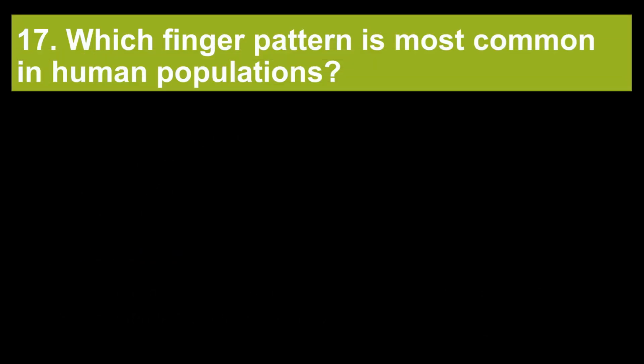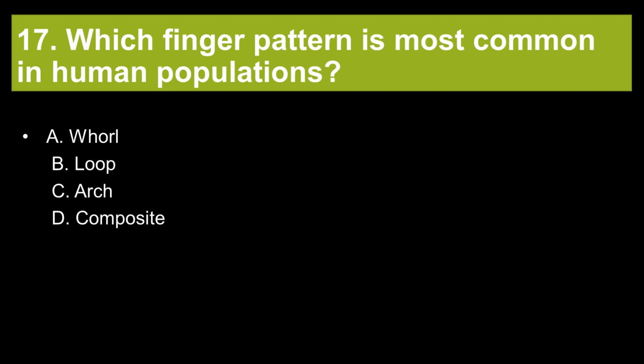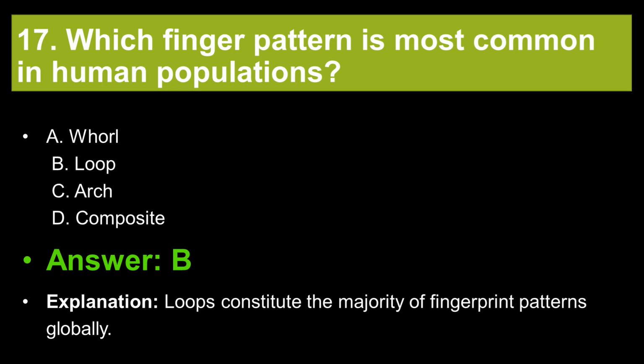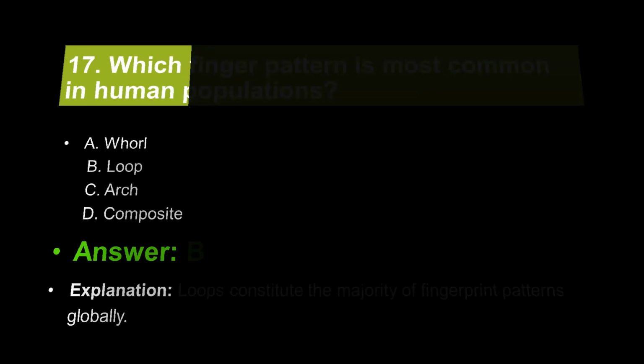Question 17. Which finger pattern is most common in human populations? A. Whorl. B. Loop. C. Arch. D. Composite. Answer: B. Explanation: loops constitute the majority of fingerprint patterns globally.